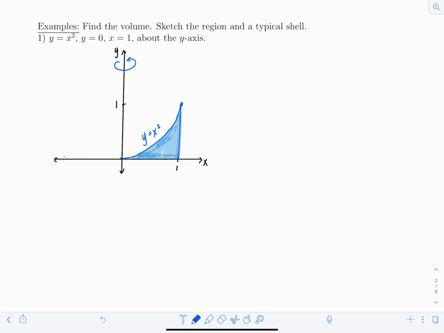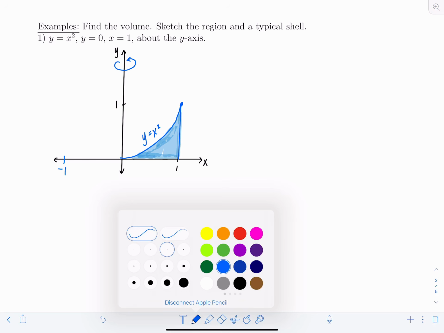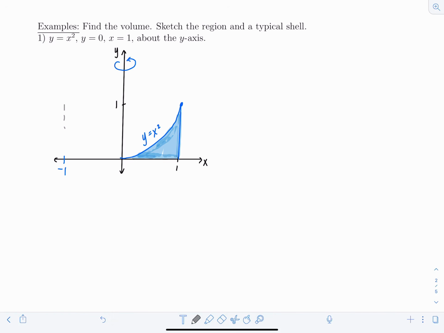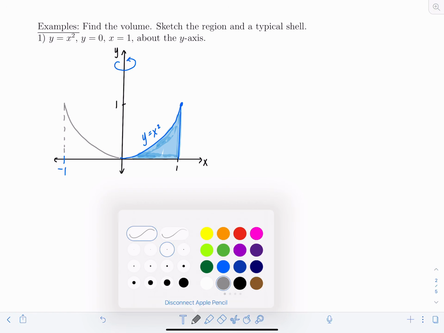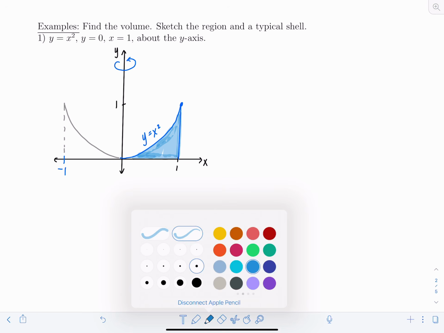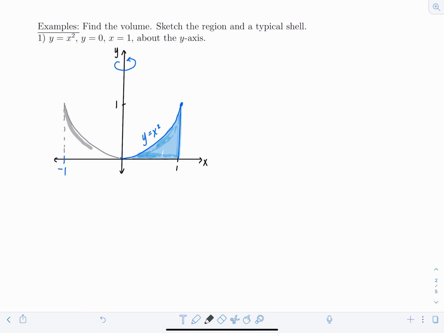Now in this case, I'm going to draw what results from the revolution just in a lighter color, so you know it wasn't part of the original area.